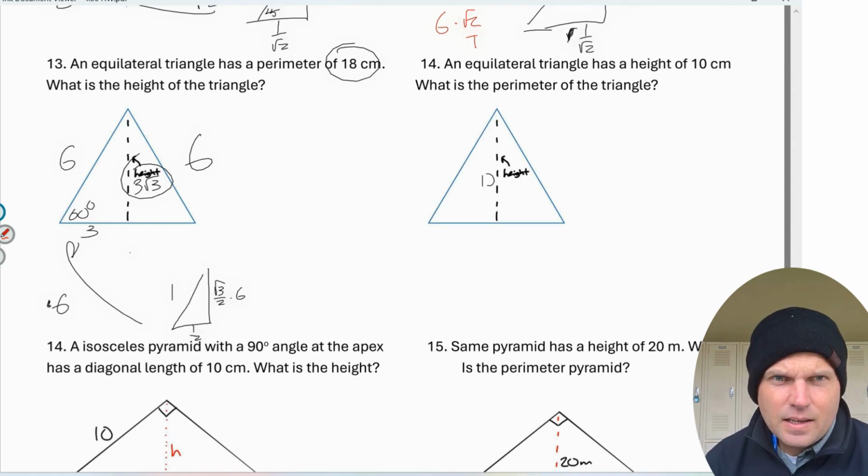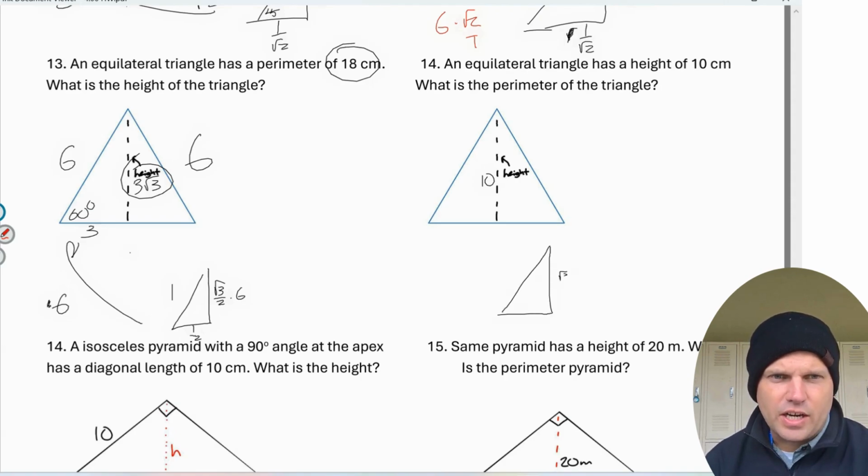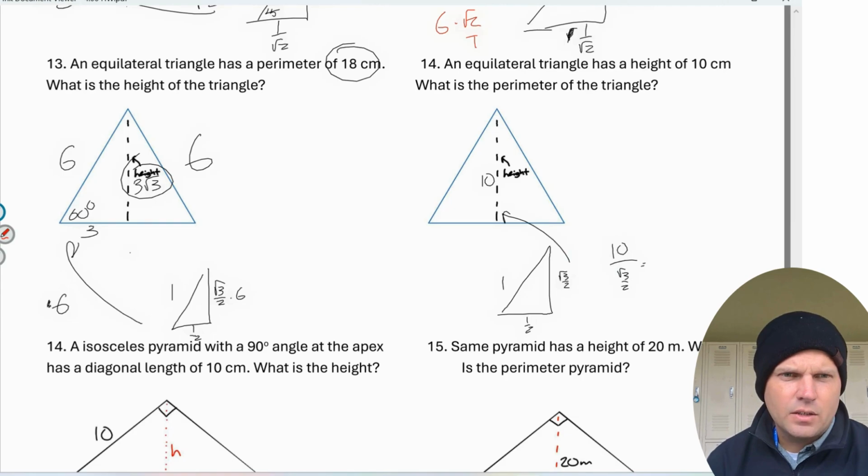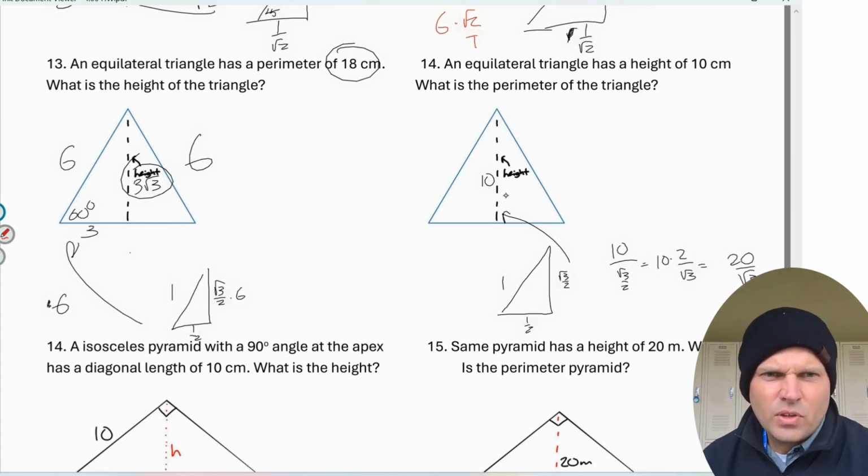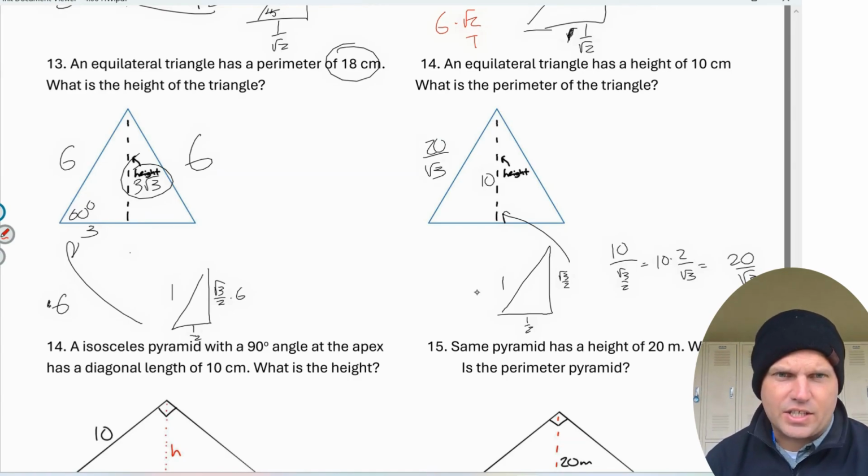8 to 10. What's the perimeter? Okay, so we start with the hardest side, which is the longest side, the √3/2 side. And we got to figure out the scale factor. 10 divided by √3/2 is the scale factor, which is the same as 10 over 2√3, which is 20/√3. Okay. That means this length is 20/√3 because that's the scale factor. And I'm taking this 1, which means all of these are 20/√3.